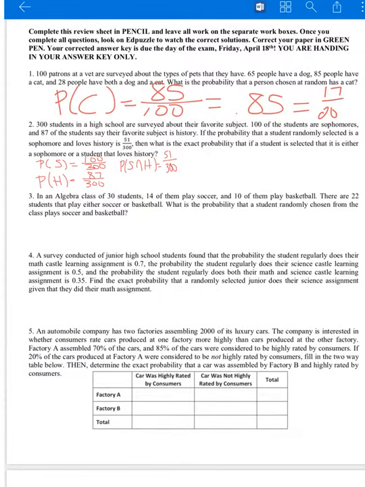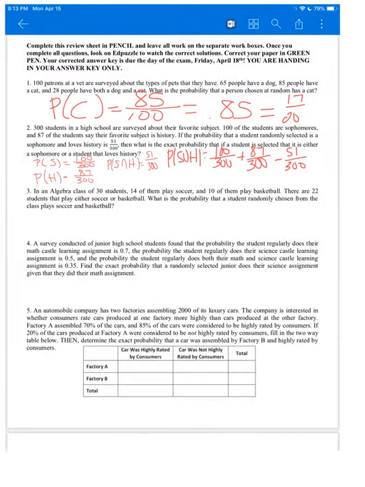So what I'm going to do, the probability of S or H is equal to 100 out of 300 plus 87 out of 300 minus the and, so minus 51 out of 300. So this ends up giving me an answer of 34 out of 75, if you type that right into your calculator. 34 out of 75.